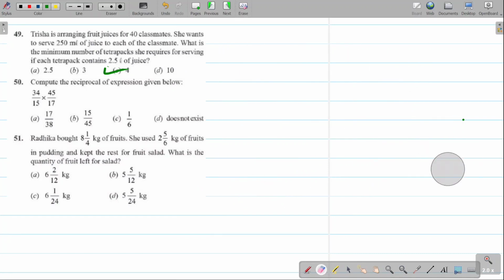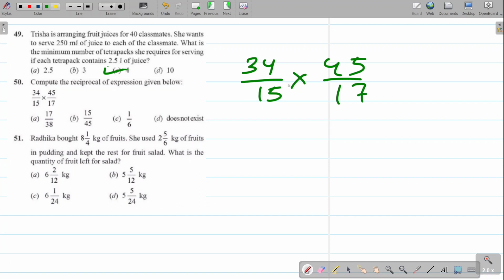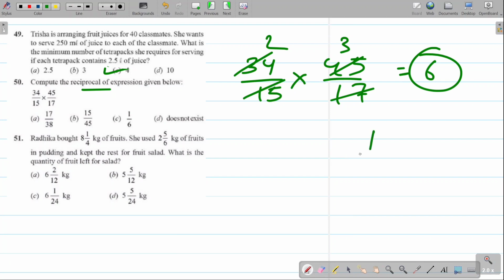Moving to the last question of this video. So 34 by 15 into 45 by 17. We need to compute the reciprocal of this. So first 17 into 2 and 15 into 3 will get 6. Now we need to find the reciprocal of it. So the reciprocal is 1 by 6. Option number C will be correct.